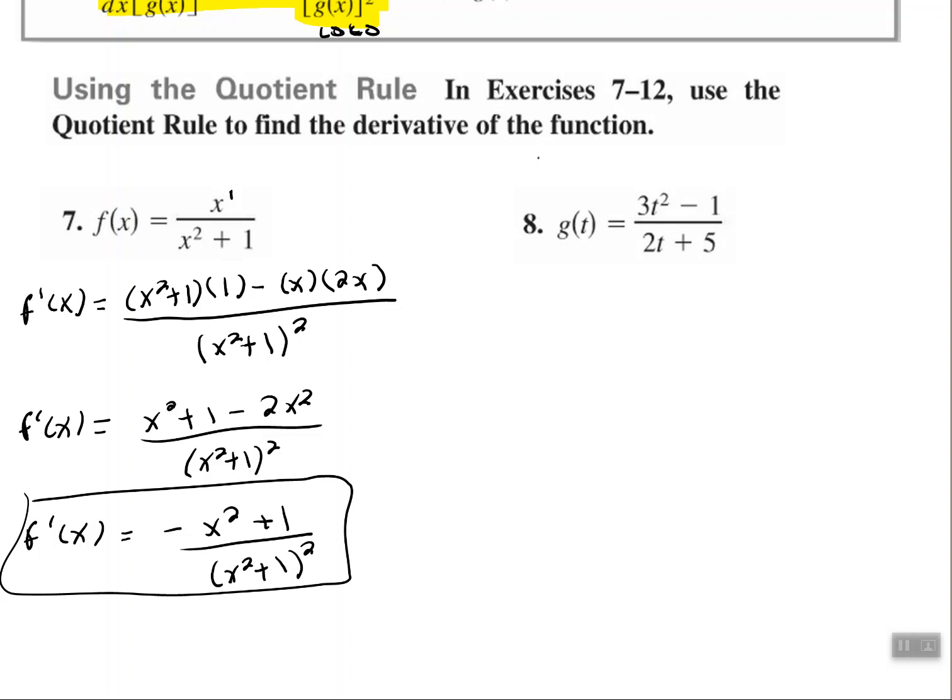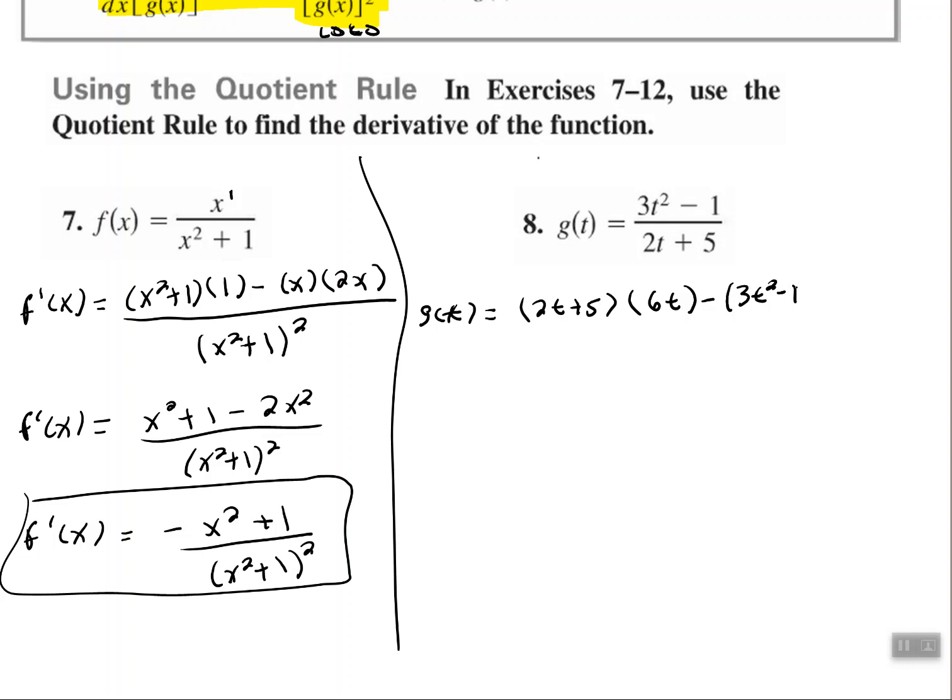Alrighty, let's look at number 8. Again, we're going to use the quotient rule. So low d high, derivative of 3t squared minus 1, 2 times 3 is 6t, minus high d low, derivative of 2t plus 5, 1 times 2 is 2.